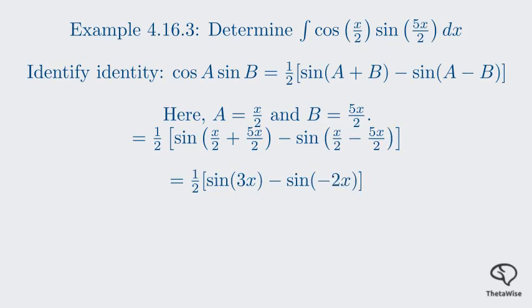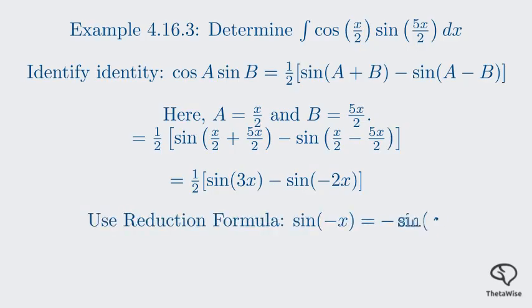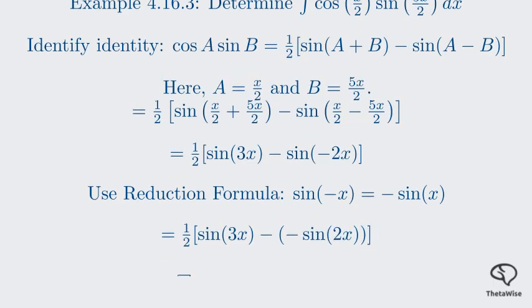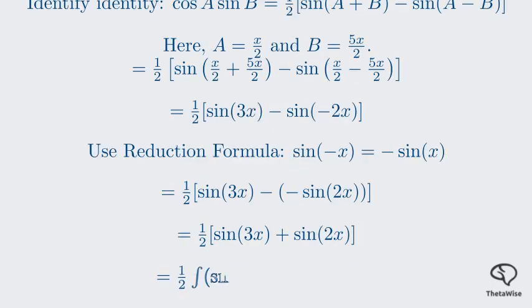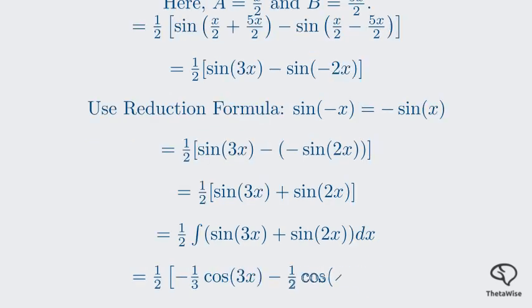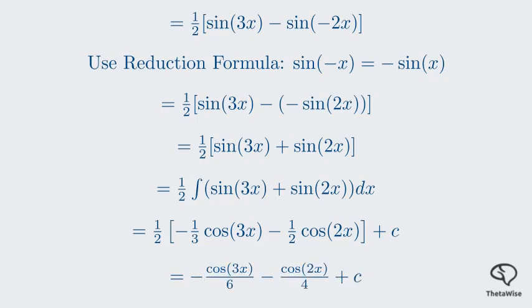To deal with the sine of negative 2x, we use a reduction formula. The reduction formula is sine of negative x equals negative sine x. Applying this to our problem, sine of negative 2x becomes negative sine 2x. The integral is now 1/2 times sine 3x plus sine 2x. This gives us 1/2 times the integral of sine 3x plus sine 2x. Integrating term by term gives negative cosine 3x over 6 minus cosine 2x over 4 plus c.